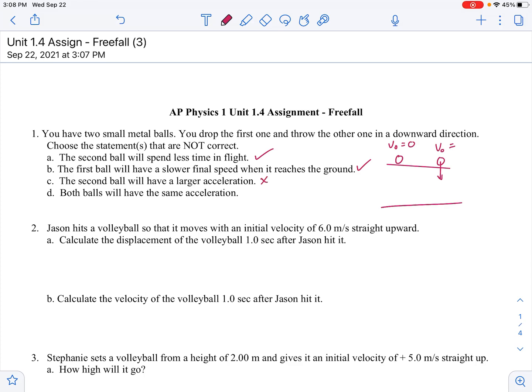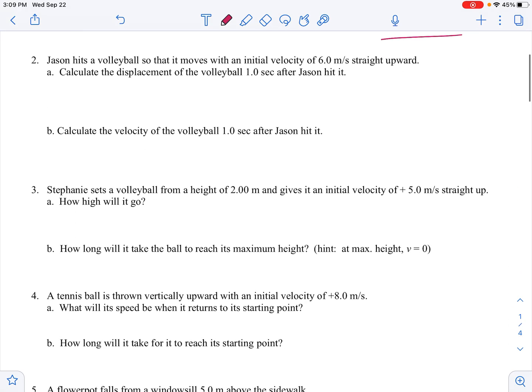That is not true. Both will have an acceleration of negative 9.81 meters per second squared once they leave your hand. Once they're free to fall, so once it's left your hand, again, the acceleration will be negative 9.81 meters per second squared. So both balls will have the same acceleration. So the correct answer to which is not correct is choice C.